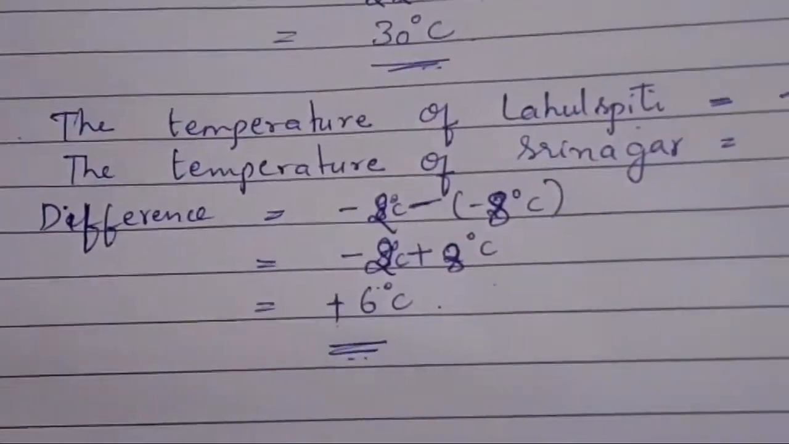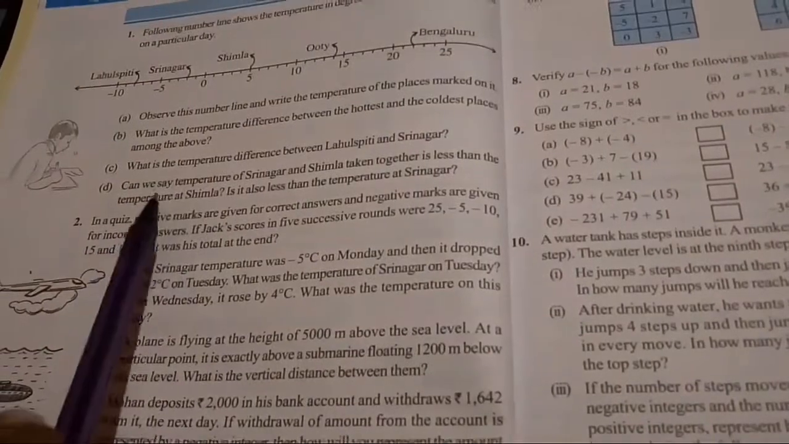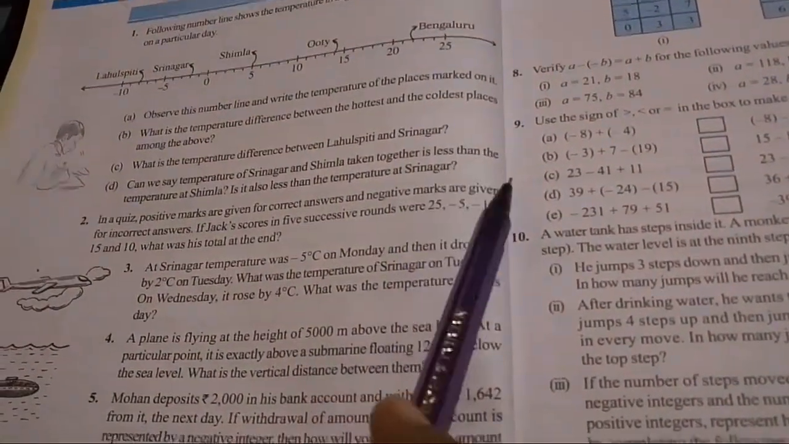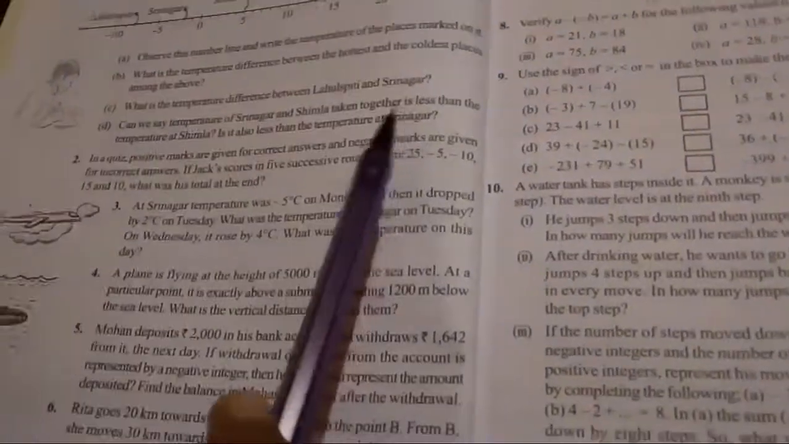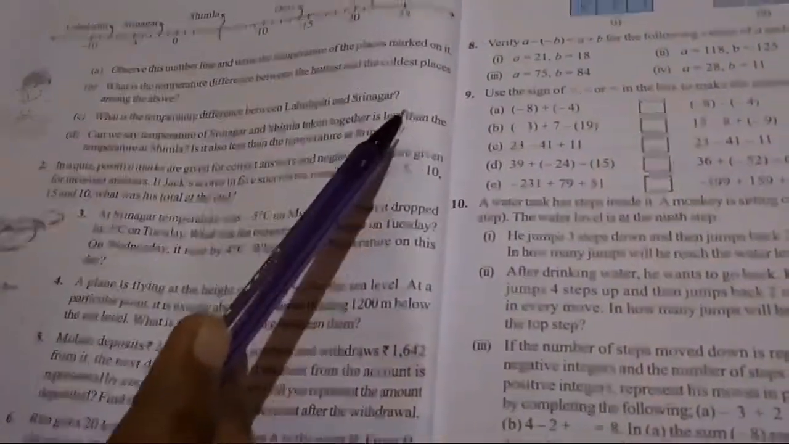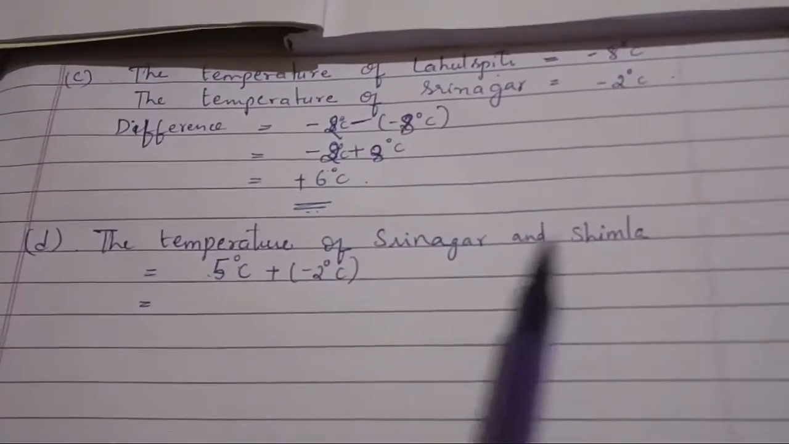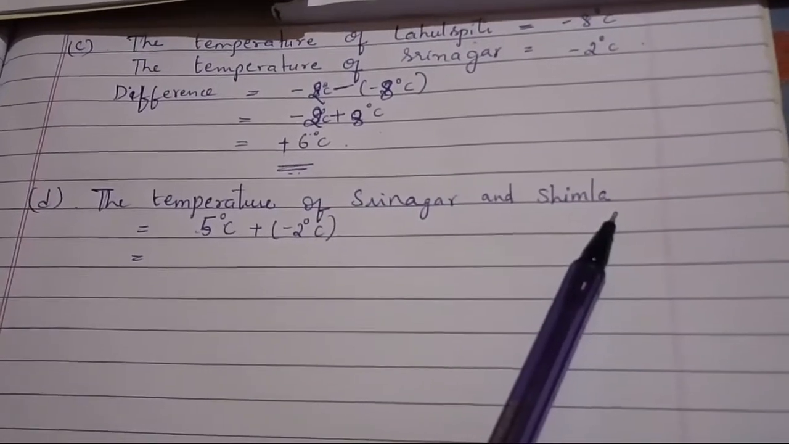Next, D. Can we say the temperature of Srinagar and Shimla taken together is less than the temperature at Shimla? Is it also less than the temperature at Srinagar? We need to check the temperature of these two places together, that is the temperature of Srinagar and Shimla together.